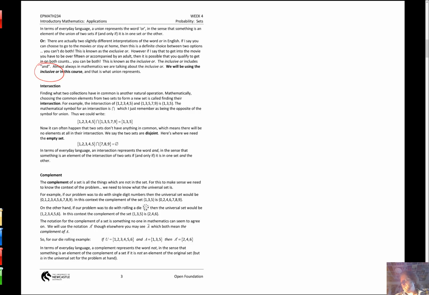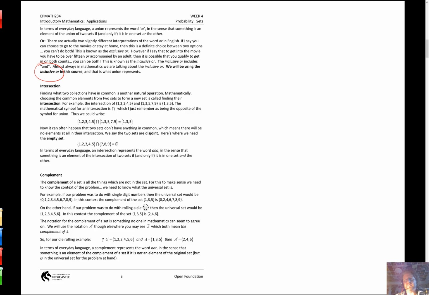So if we say, what's the probability of getting this or this, then and is part of the solution. If it's possible to get both of them, it's part of the solution. Okay, more on that later when we come to the or questions.